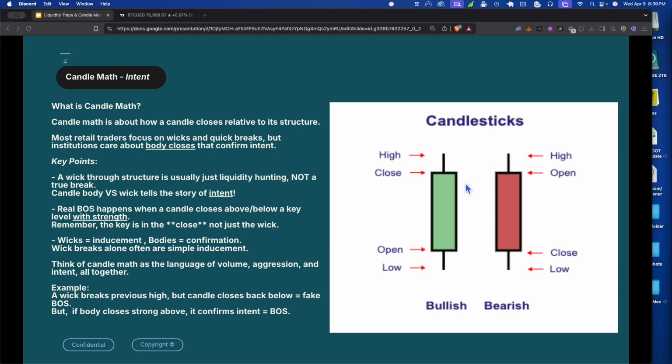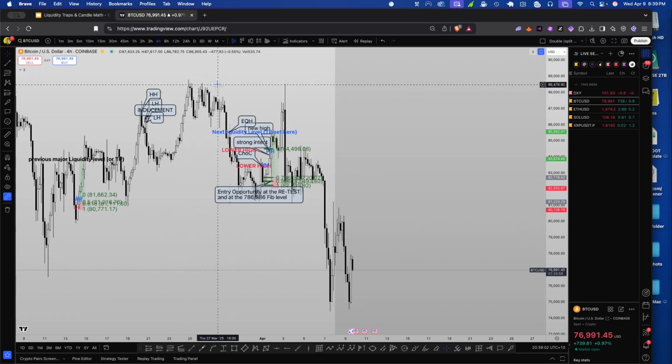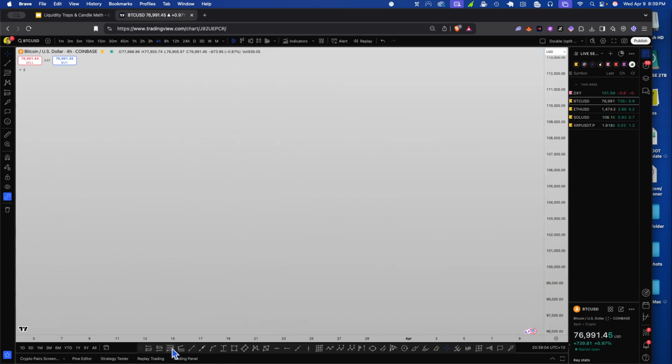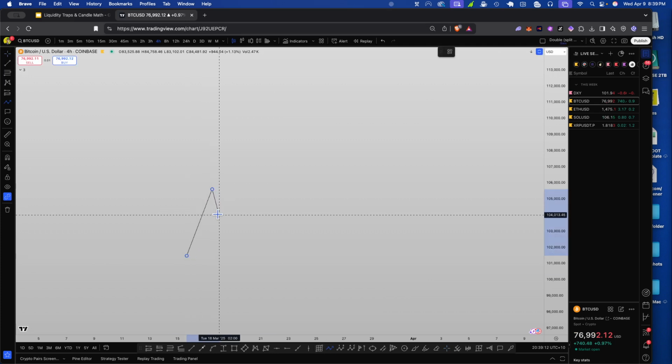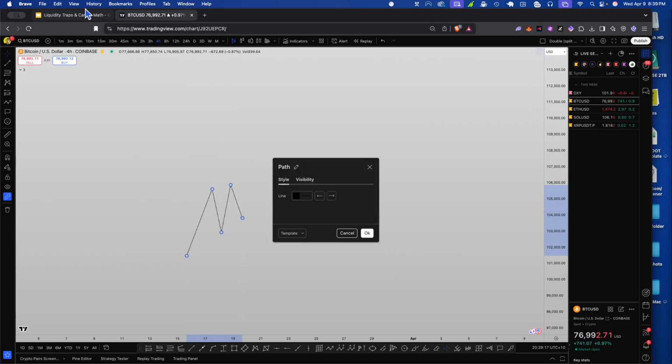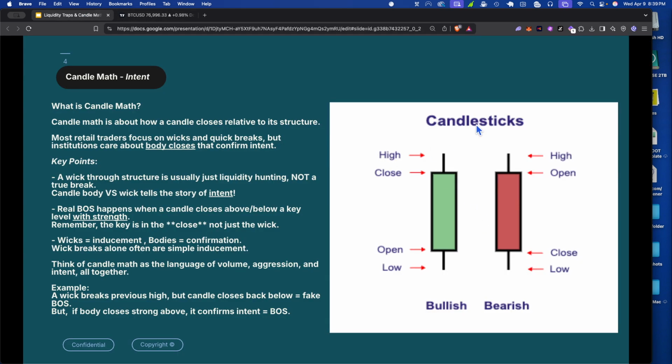So if the next candle was to be perhaps not so strong, right? If we have a closure that just barely closes above, that is not with intent, okay? So we want to see a strong closure for a proper break of structure to happen. To sum it up, wicks we can consider the inducement, and the bodies are our confirmation. Hence why this is part of the intent, okay?